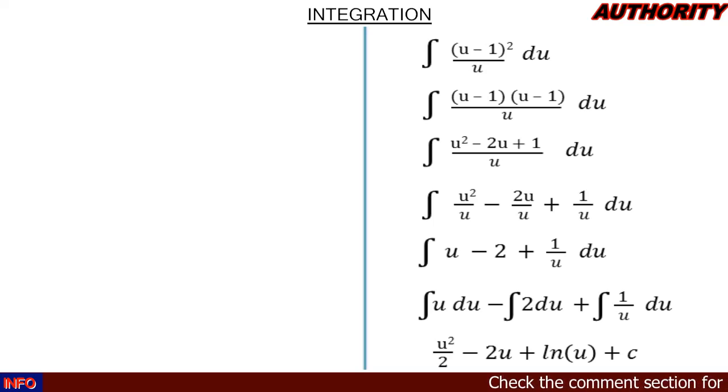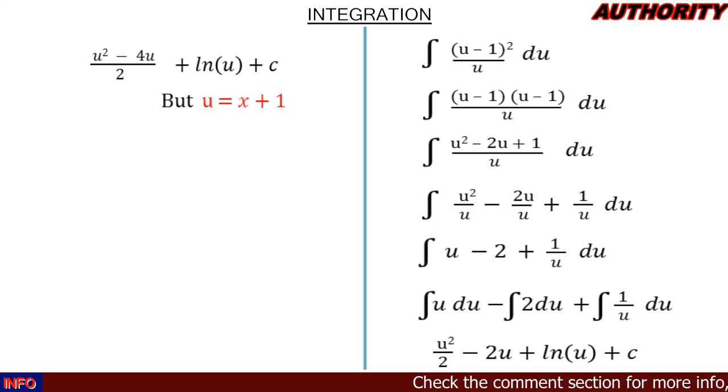Now let's combine these first two terms: u squared all over 2 minus 2u. Combining them together, look for the LCM. That means we're going to have (u squared minus 4u) all over 2 plus ln u plus c.